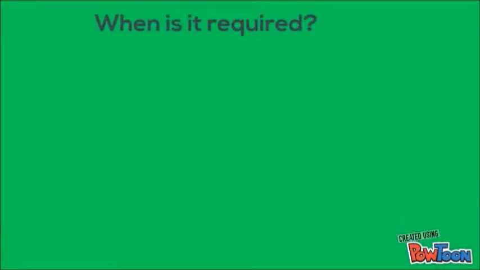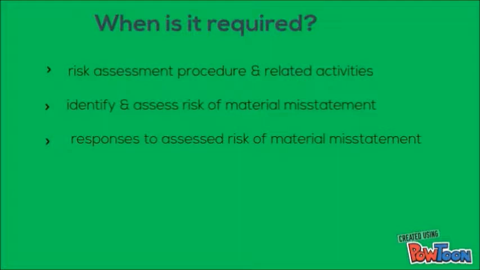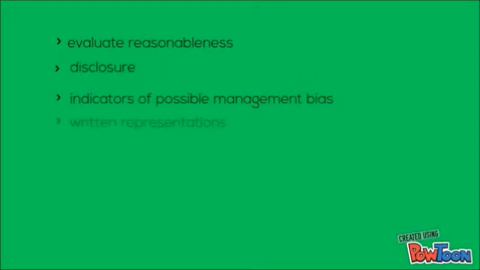When is it required? 1. Risk assessment procedures and related activities. 2. Identify and assess risk of material misstatement. 3. Responses to assessed risk of material misstatement. 4. Further substantive procedures to respond to significant risk. 5. Evaluate reasonableness of accounting estimates and determine misstatement. 6. Disclosure related to accounting estimates. 7. Indicators of possible management bias. 8. Written representations. 9. Documentation.